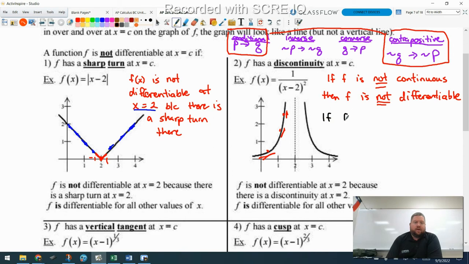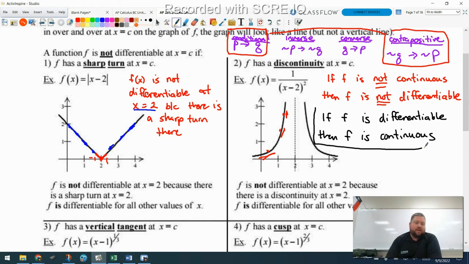If f is differentiable, so I'm taking away the not and I'm switching them, then f is continuous. This statement that I just wrote right here, it's very important that you have that connection. If you know that a function is differentiable, then you also know that function is continuous, because if it was not continuous, then it would not be differentiable.